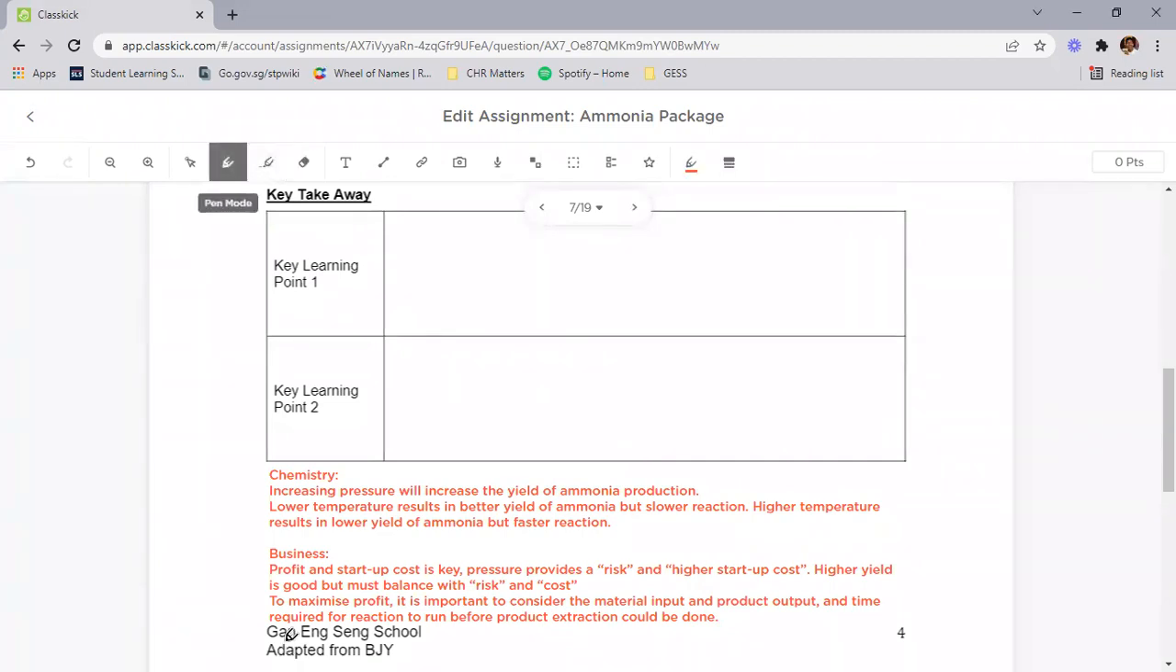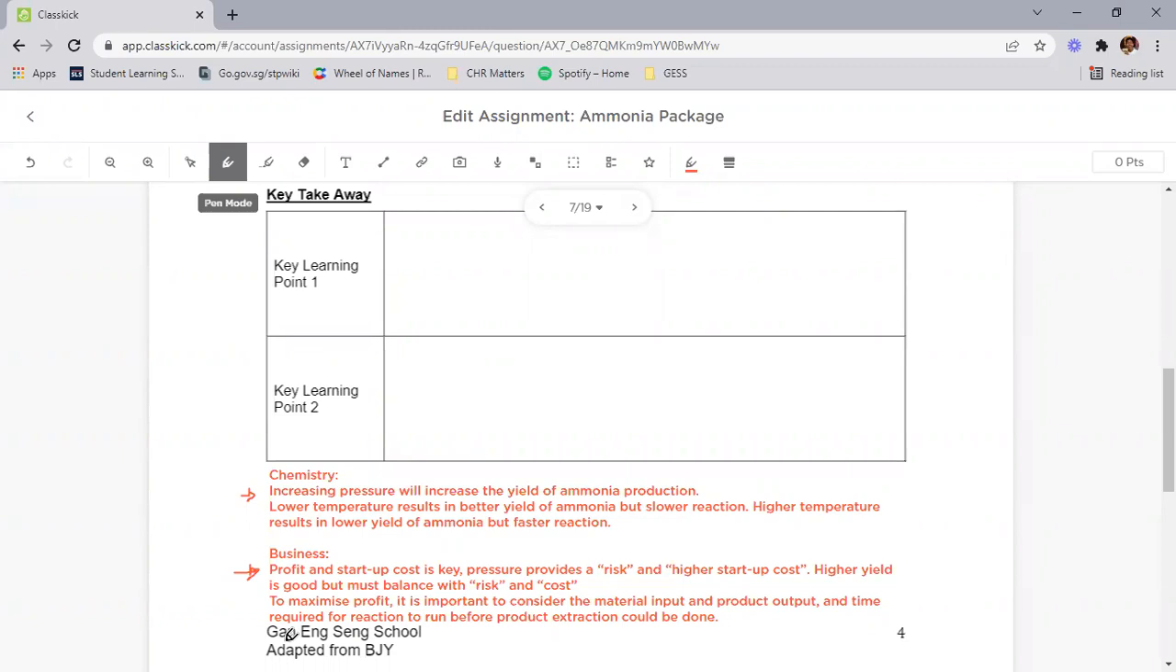You need to take note that increasing pressure will increase the yield of ammonia production. So pressure increases, ammonia production will increase. But of course, the downside comes with this. Profit and startup cost is key. If I increase the pressure, the plant itself will be under a lot of pressure. If you increase it too much, the plant will explode. And also, if you need high pressure, you need better materials, so the startup cost becomes higher.